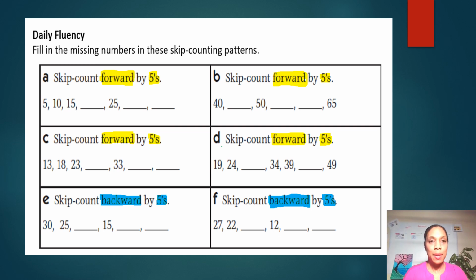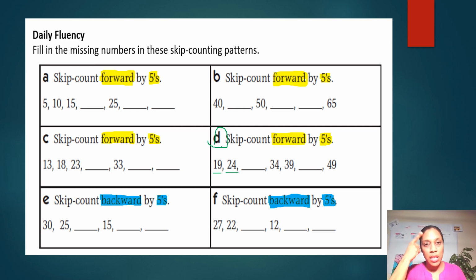What I've highlighted in blue lets us know that the number is decreasing or getting smaller and smaller because I'm counting backwards. Let's look at D for our example. D says that we're going to skip count forward by 5. We're starting at the number 19. The next number is 24. This number is missing, so we have to figure it out.